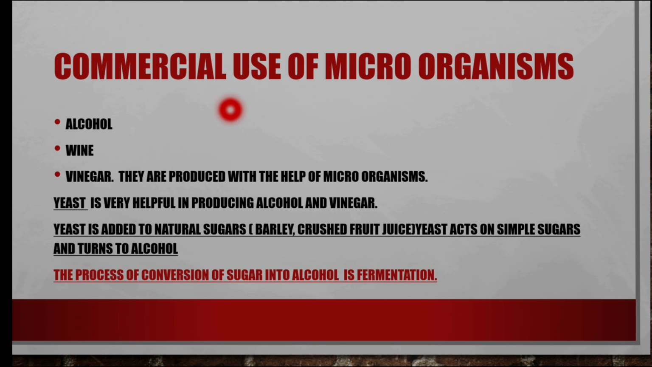Production of alcohol. Alcohol in beverages is used in whiskey, brandy and wine, which can be consumed by people and has good commercial value now. Vinegar is also produced with the help of microorganisms. In Chinese cuisine also, vinegar is mostly used. Yeast is helpful in producing alcohol and vinegar.